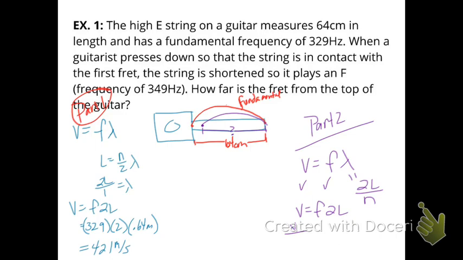Velocity is equal to frequency over 2. So 421 divided by 349 times 2. And we end up with 0.60 meters or 60 centimeters.